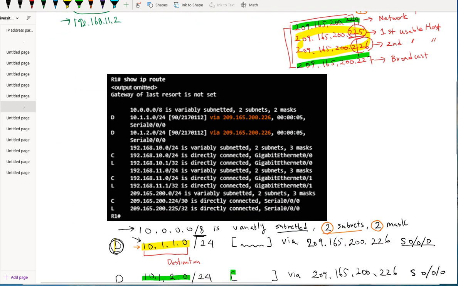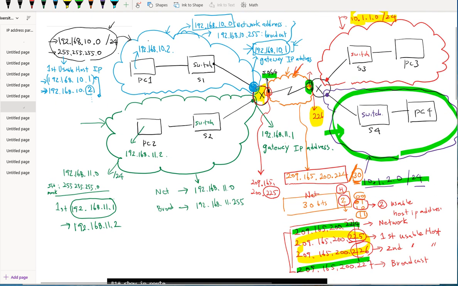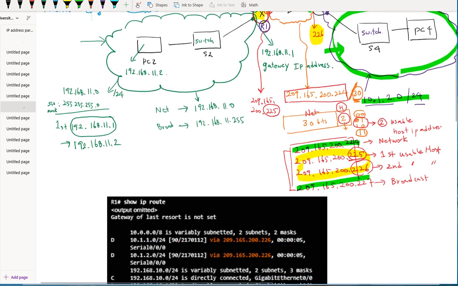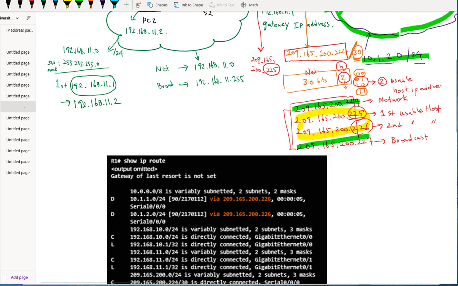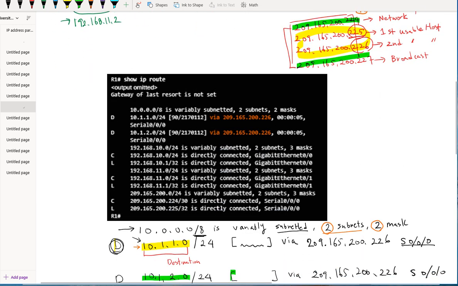And this is the routing table of this router, this R1. Okay, so I'm gonna use the purple. So this is router R1. In the router R1, when you type show IP route, then you'll see this routing table. And if you look at this routing table, there are these route entries, as you can see.